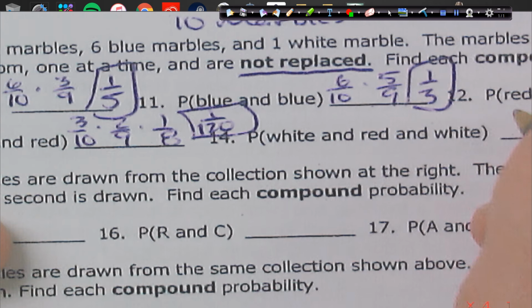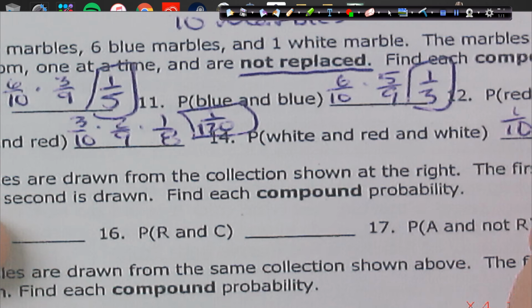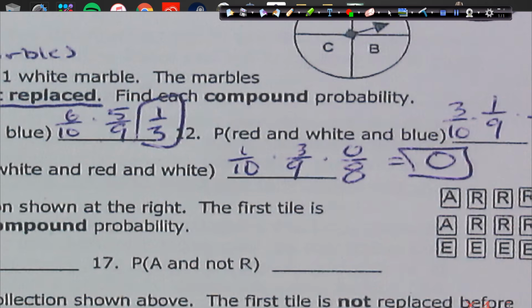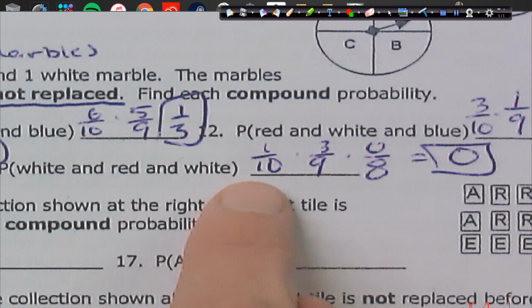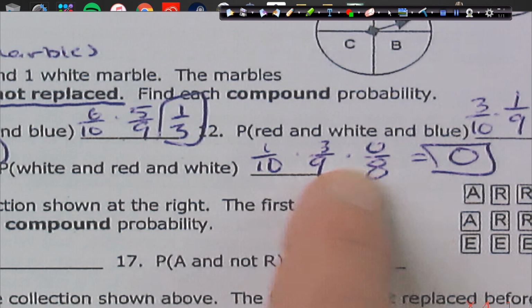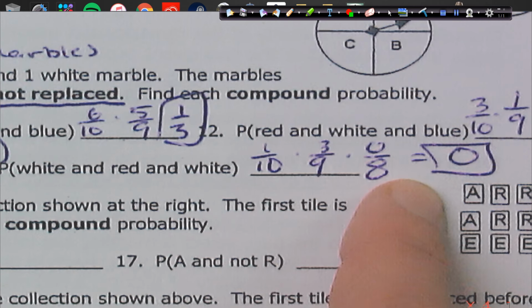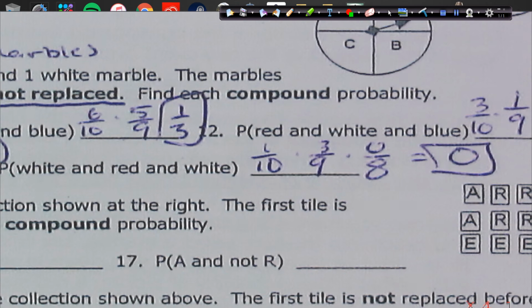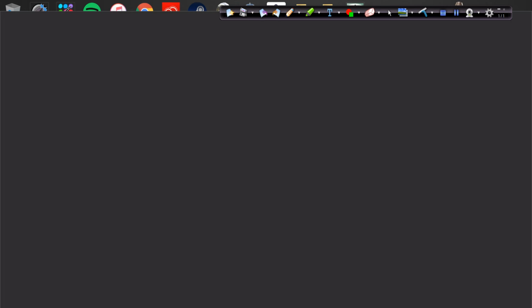White, red, and white. This is going to be 1 out of 10, and then 3 out of 9, and then 0 out of 8. Since we have 0, it's impossible. Oops, I'm sorry, I was off the page that whole time. White is 1 out of 10, then 3 out of 9. We have 3 red, we took 1 away. There's no more white left, so it's 0 out of 8, so that leaves us with 0. Okay. All right.